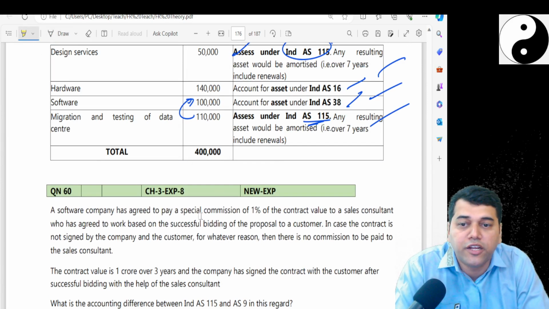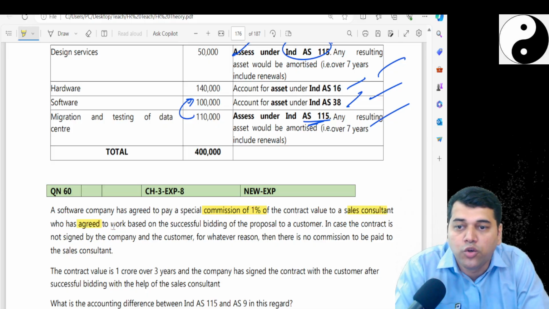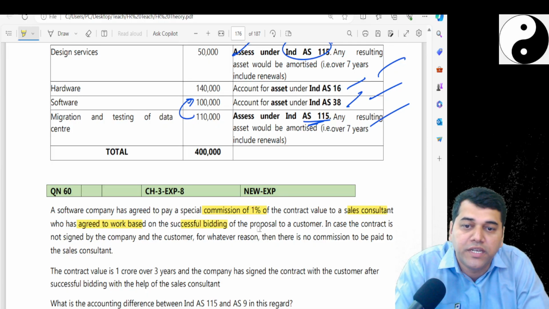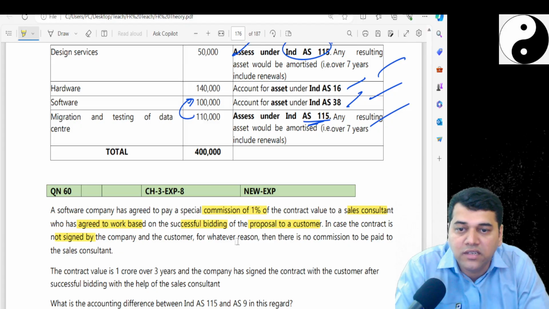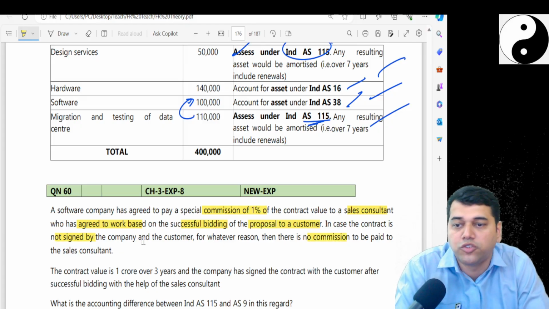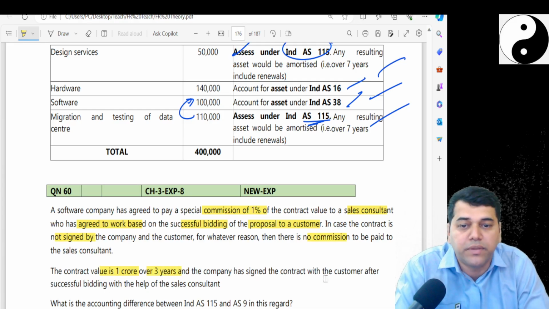A software company agreed to pay a special commission of 1% of the contract value to a sales consultant, who agreed to work based on the successful bidding of the proposal to a customer. In case the contract is not signed, for whatever reason, no commission is to be paid. The contract value is 1 crore. Over a period of 3 years, the company has signed the contract.